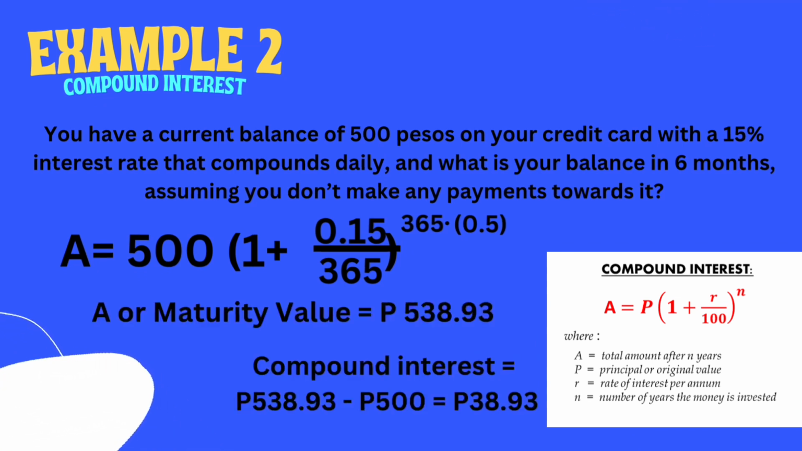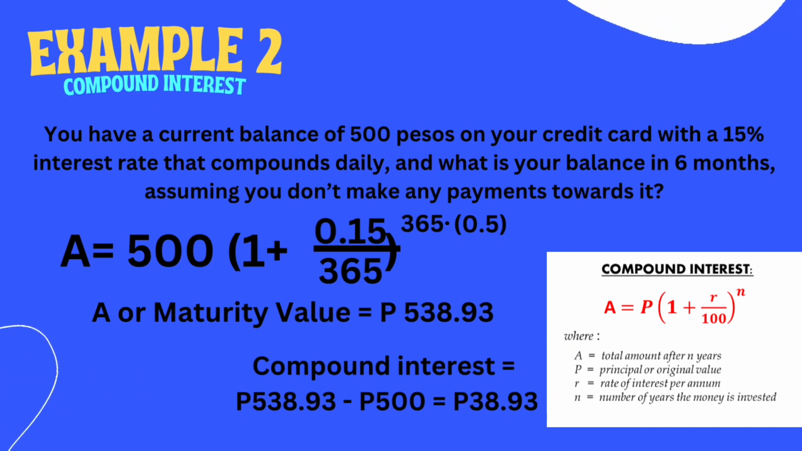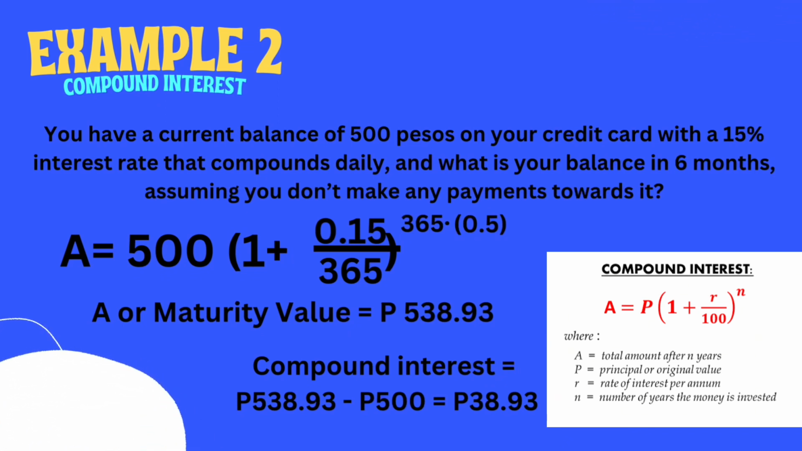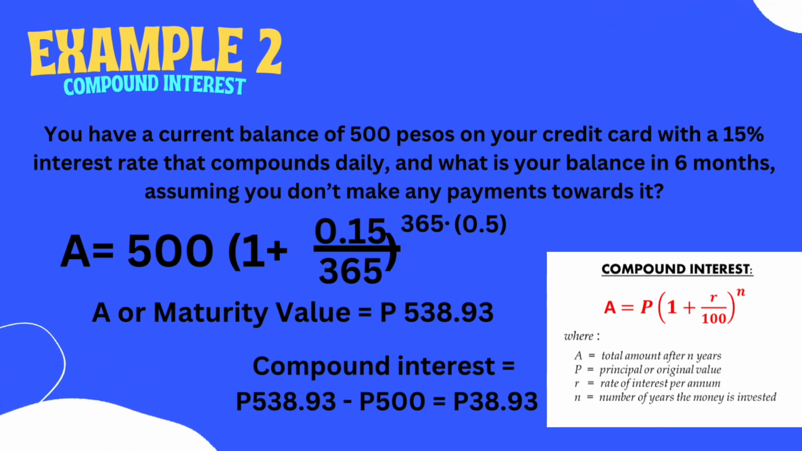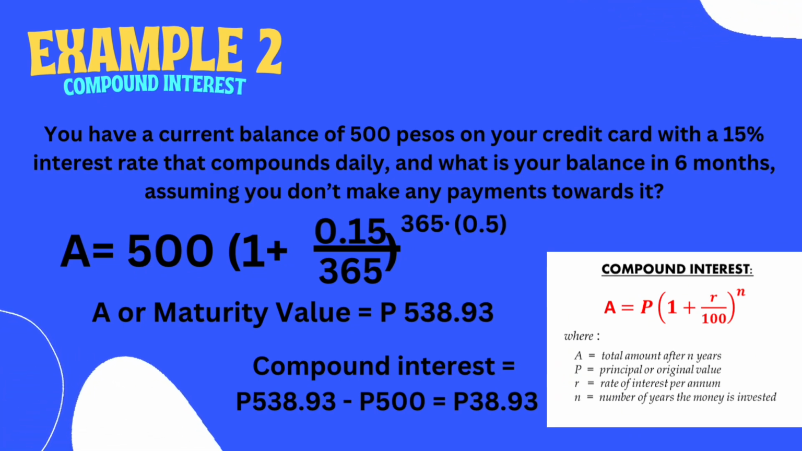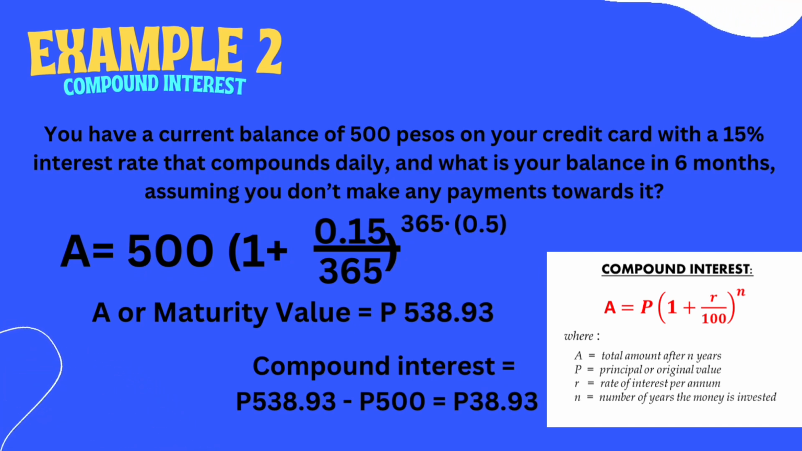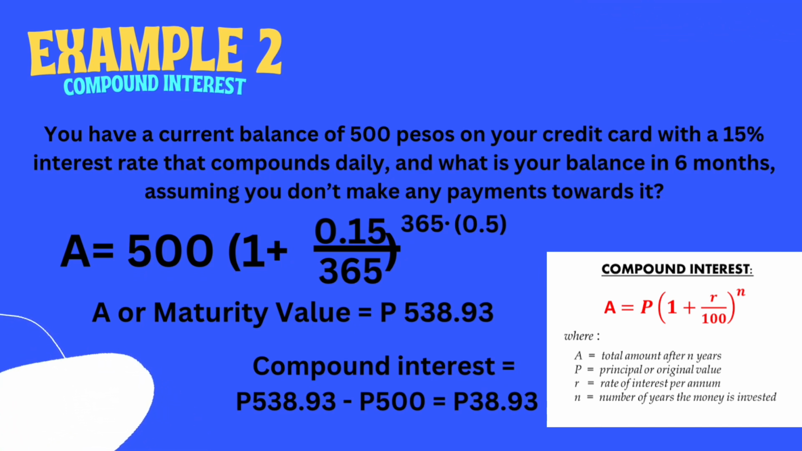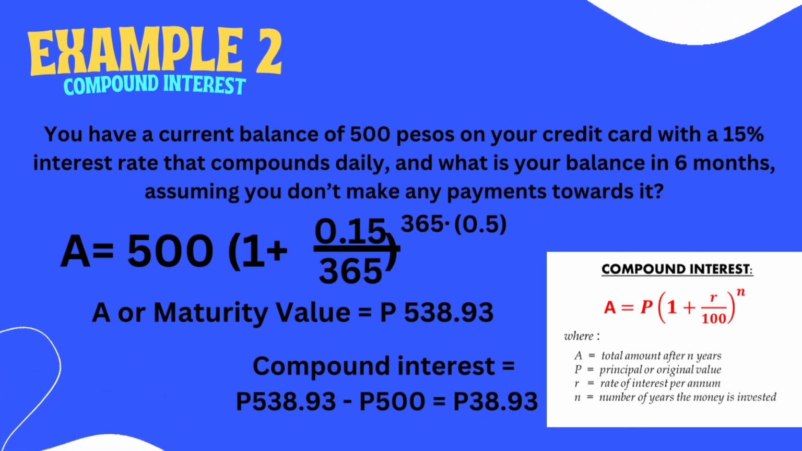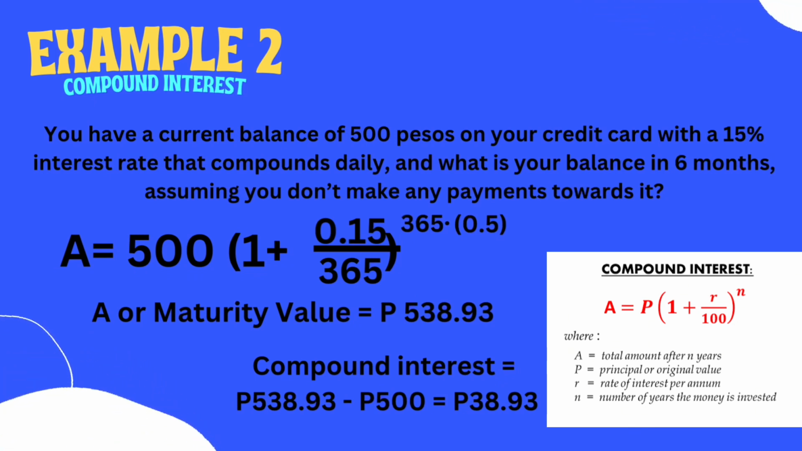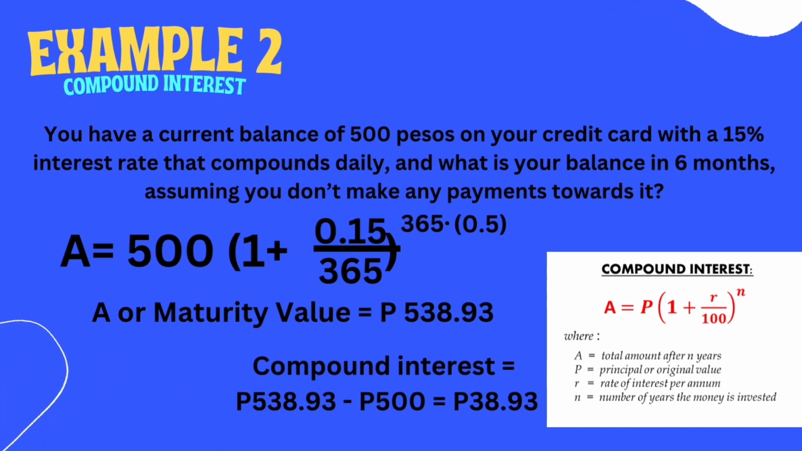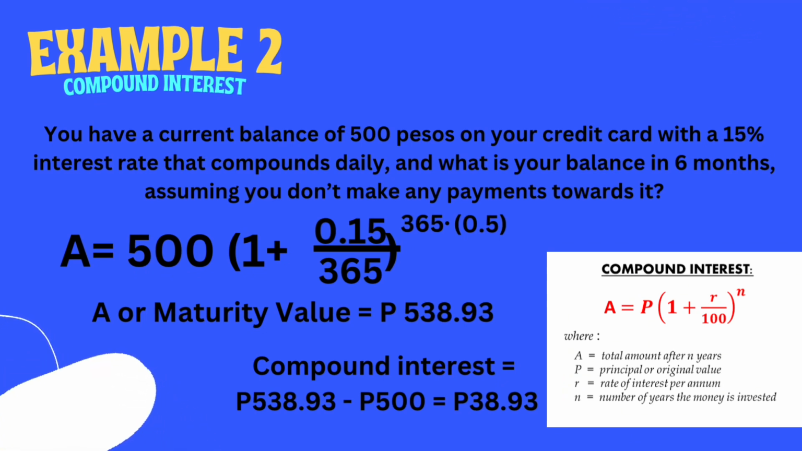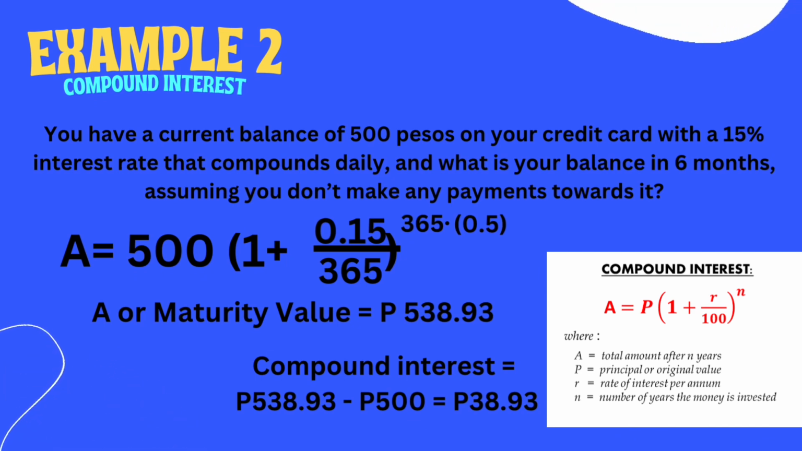When we calculate it all together, we'll get 538.93 pesos. This means if you don't pay down your 500 pesos credit card bill, after 6 months, you'll need to pay 538.93 pesos. And it will keep growing until you pay. So if hindi ka pa nagbayad ng 6 months, 7 months, 8 months, lalaki at lalaki at lalaki yung interest ng utang mo.